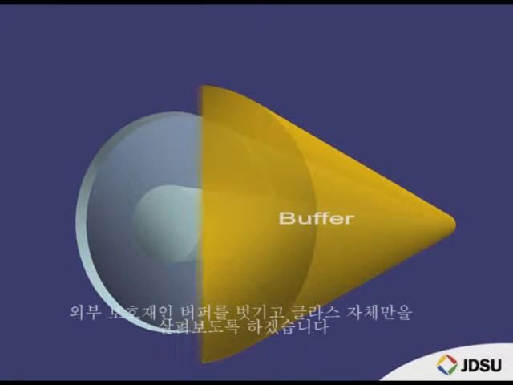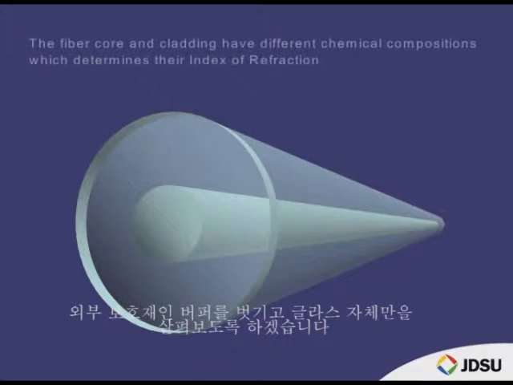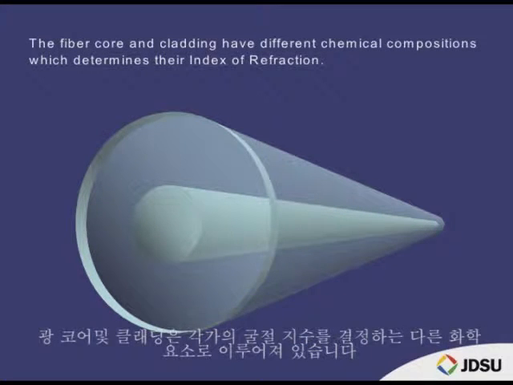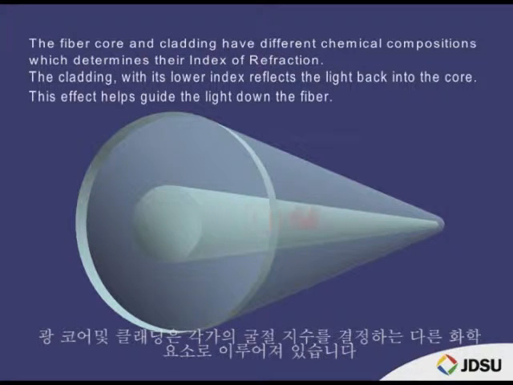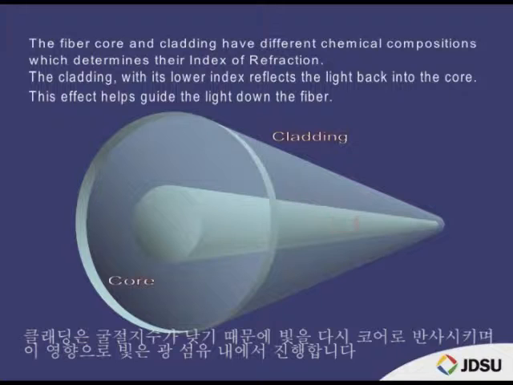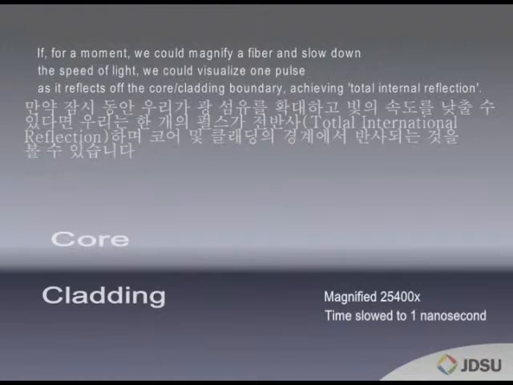Let's strip off the outer protective buffer and look at the glass itself. The fiber core and cladding have different chemical compositions, which determine their index of refraction. The cladding, with its lower index, reflects the light back into the core. This effect guides the light down the fiber. If, for a moment, we could magnify a fiber and slow down the speed of light, we could visualize one pulse as it reflects off the core cladding boundary, achieving total internal reflection.